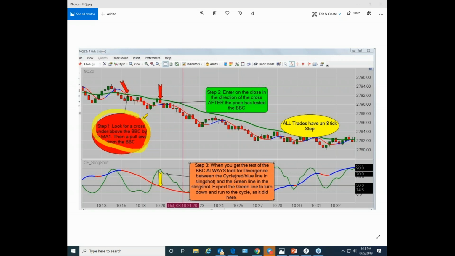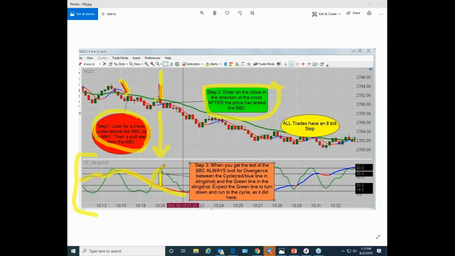All right. So we have step one, the cross. We have step two. We have the pullback to the BBC, but then we also have the down close. So now our eyes are going to gravitate toward the oscillator portion of the chart, which is called the slingshot. Some of the buzzwords or components of the slingshot: this red and blue line is referred to as a cycle. The green line, it's just called the green line.